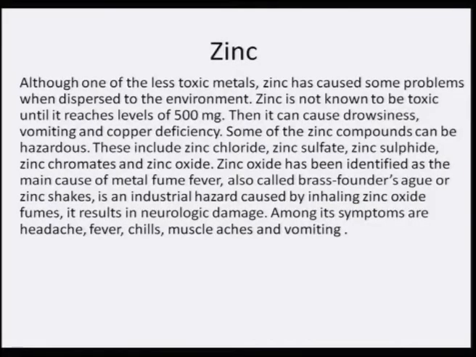Coming to zinc, which is another heavy metal, toxic and notorious. Although one of the less toxic metals, zinc has caused some problems when dispersed into the environment. Zinc is not known to be toxic until it reaches levels of 500 milligrams. Then it can cause drowsiness, vomiting and copper deficiency. Some of the zinc compounds can be hazardous. These include zinc chloride, zinc sulfate, zinc sulfide, zinc chromates and zinc oxide.